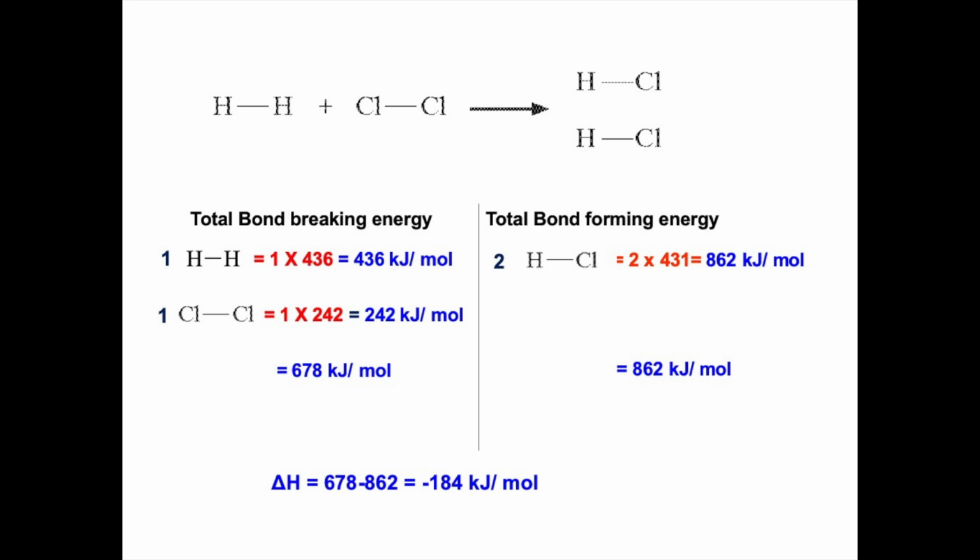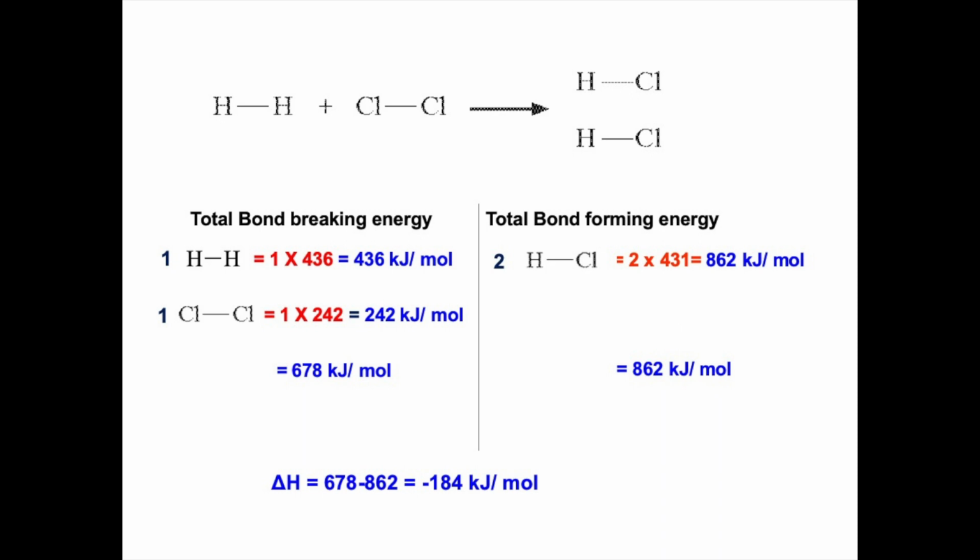Now in the question, they put the units as kilojoules. It's more correct really to put this as kilojoules per mole, and that's what you'll see more commonly in questions. So I put it as kilojoules per mole here. Now the bond forming energy is the total energy that we have on forming the bonds. Remember, an H-Cl bond releases 431 kilojoules and we have two of them. So the bond forming energy is 862 kilojoules per mole.